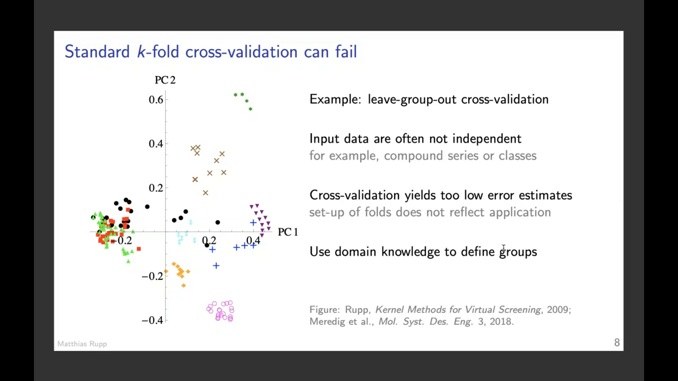Now, even if we have a metric for how to judge our predicted uncertainties, how should we evaluate a model? This is also a bit independent of the predicted uncertainty. Let's take a look at this example, because we were talking about active learning and new data. If you do standard cross-validation, this is showing two principal component axes. These are all molecules, and the colors and symbols show different chemical classes as assigned by the chemist.